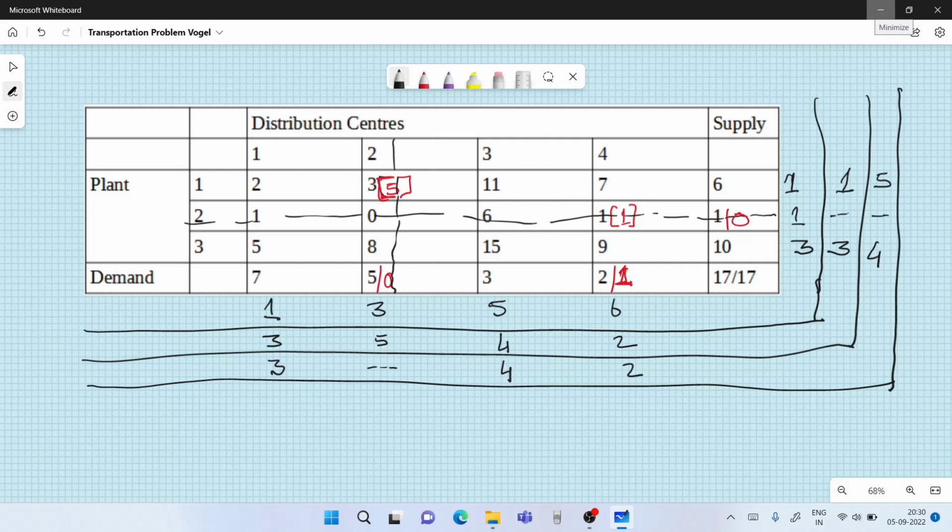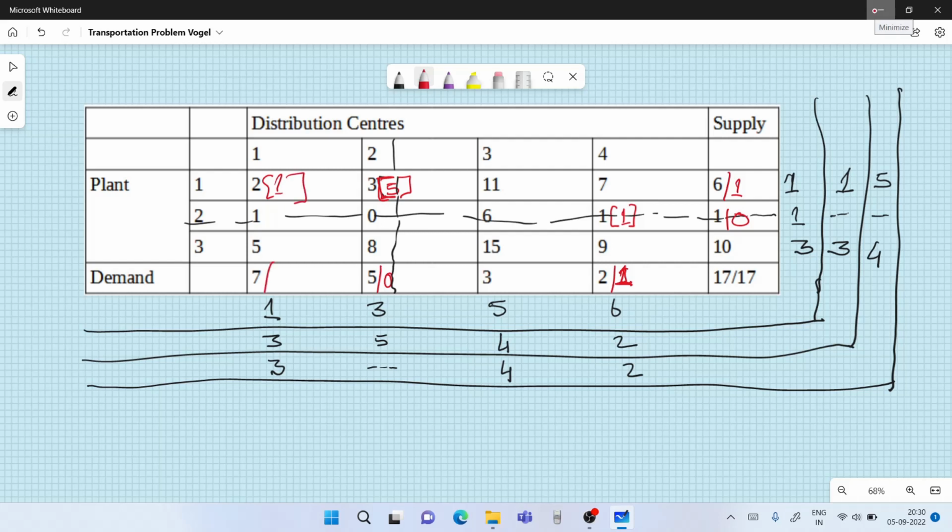Right? Now what is the highest penalty here? If you go to see 3, 4, 2, 5, 4. So the highest penalty here is 5. That is row number 1. Right? Now we had already assigned 5 liters to distribution center number 2. So 1 million liters remain. Now this 1 million liters is now assigned to cost 2 because this is the least cost.